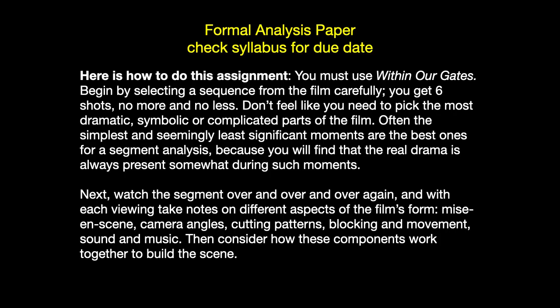Here's how you do this assignment. You must use Within Our Gates. You should begin by selecting a sequence from the film carefully. You get 6 shots, no more, no less. The 6 shots have to be a sequence, meaning they have to be 6 in a row. You cannot pick 1 or 2 shots from the beginning of the film, 1 or 2 shots from the middle, and a shot at the end. You must choose a 6-shot sequence. I would say that next sentence is a very strong recommendation.